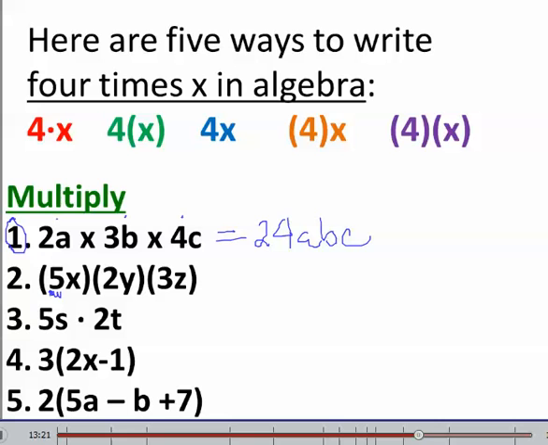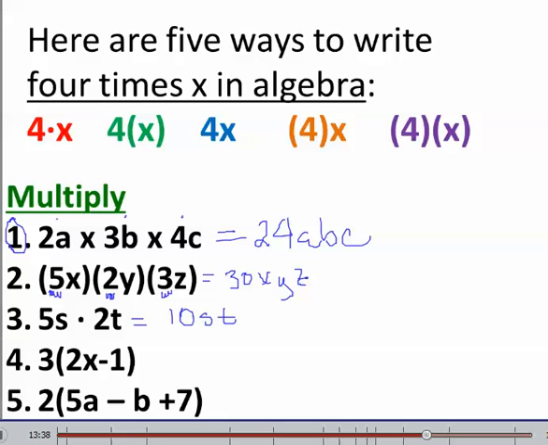The next problem is very similar. I multiply the coefficients, these numbers up front. 5 times 2 is 10, times 3 is 30. And again, I'm just going to write the letters next to it. Same thing here. Multiply coefficients. I get 10st.